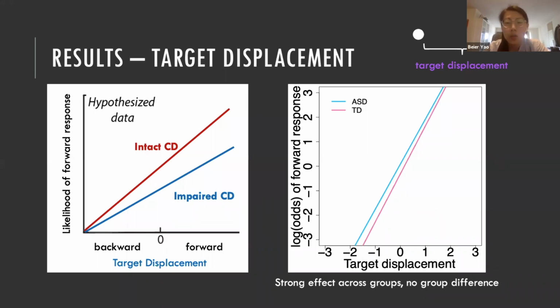As expected, we found a very strong effect of target jump across all participants, suggesting that overall, participants were utilizing CD information on this task. In this graph, the blue line is the ASD group, and the pink line is the TD group. The slope of the ASD group is slightly flatter, but the difference between the two groups was not significant.